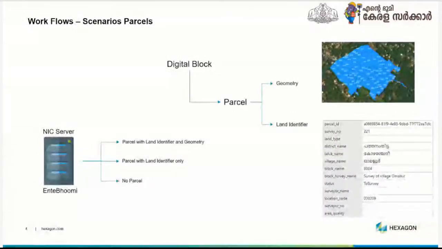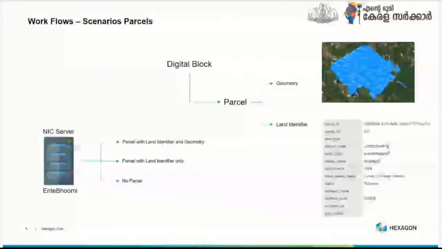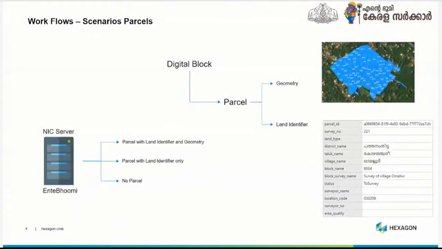So, we will now talk about scenarios. The overall architecture is in your picture, right? We all know that there is something called a digital block. In the digital block, we have a parcel. Okay? This is our main identifier, what we are working on. This parcel will have a geometry, just like shape, everything.